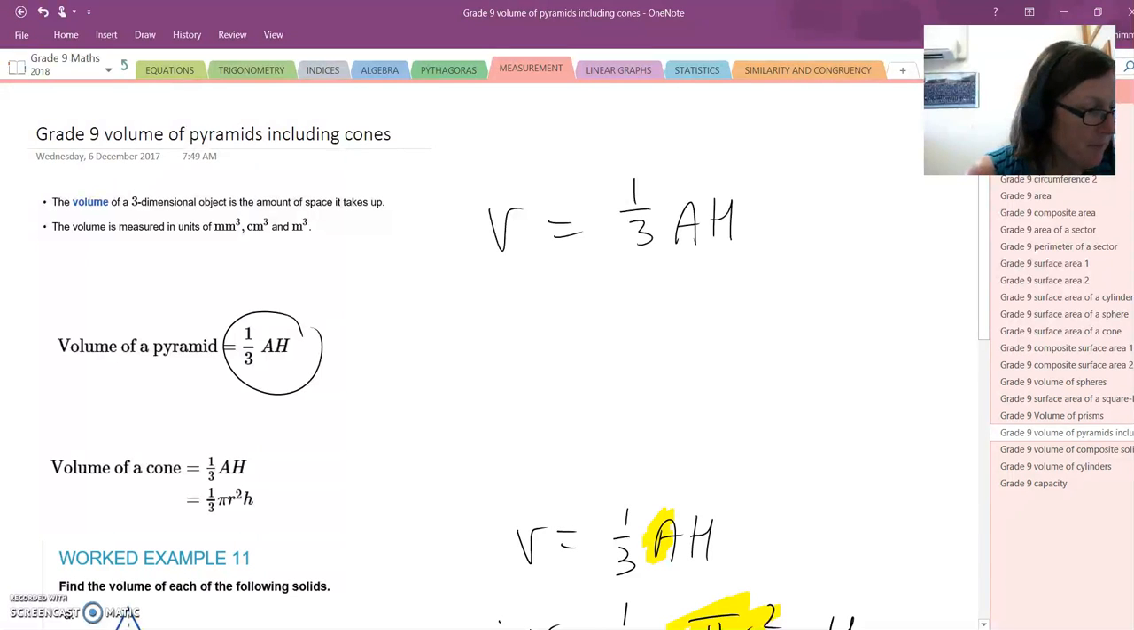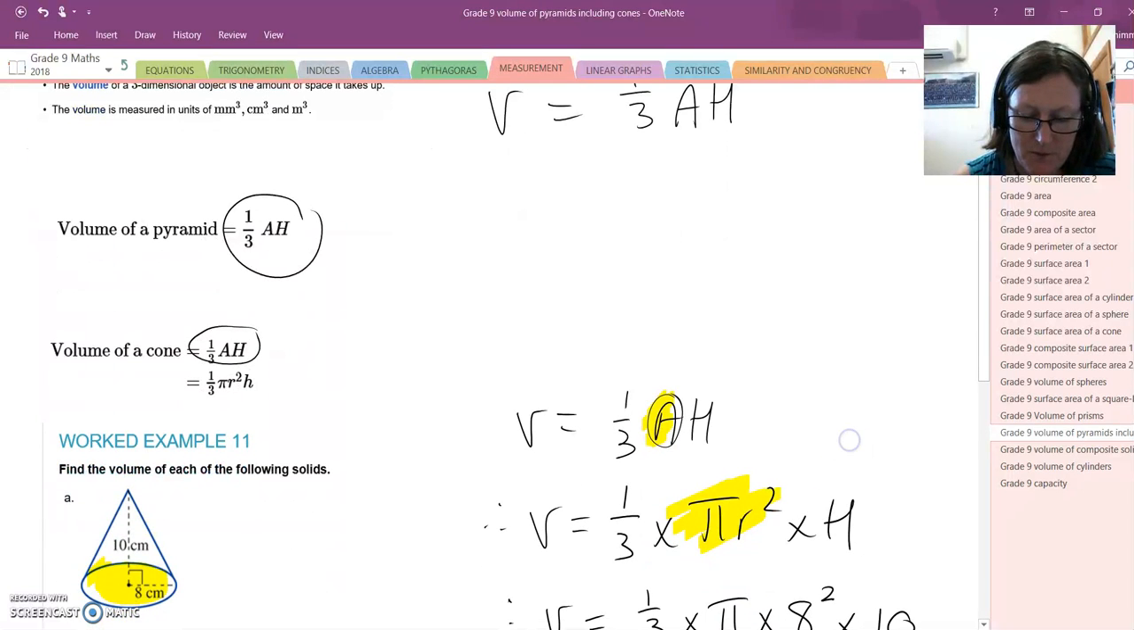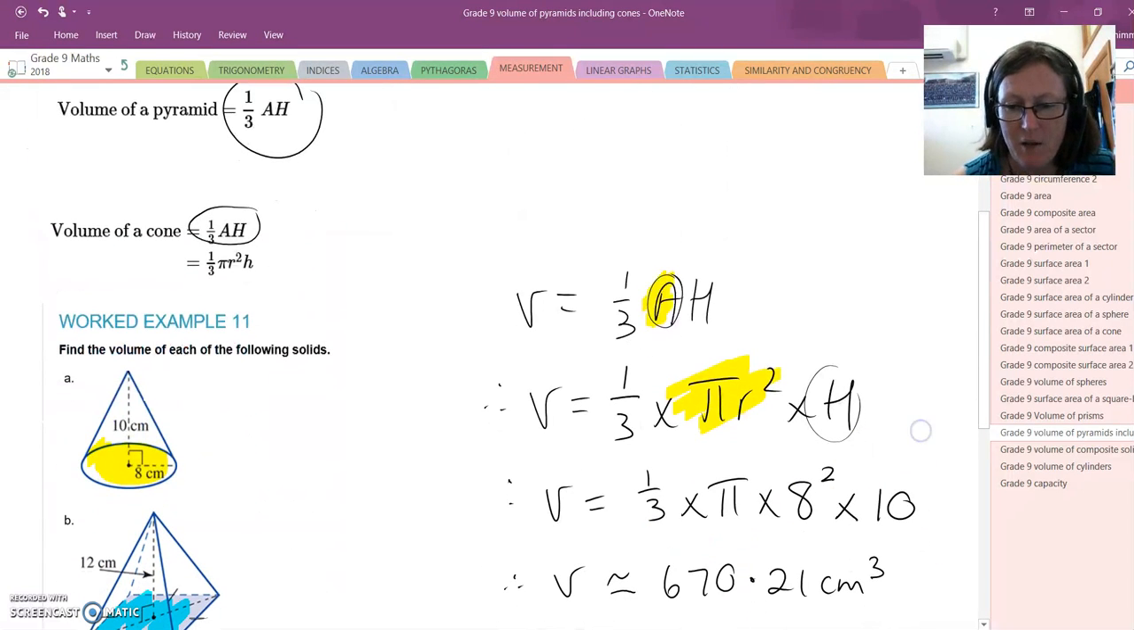So remember that for the volume of pyramids including cones, the formula is V equals 1/3 AH, because these are not prisms. The cross-section is not a constant cross-section. So the formula for our pyramid or cone is V equals 1/3 AH. We identify the shape of the base. We substitute that formula in place of A. Substitute also the H in and come up with our answer.